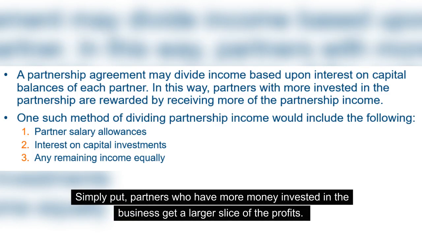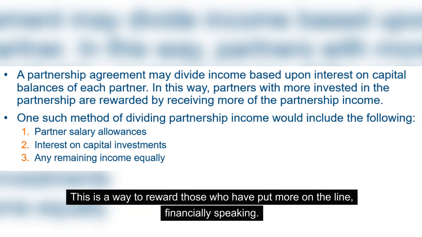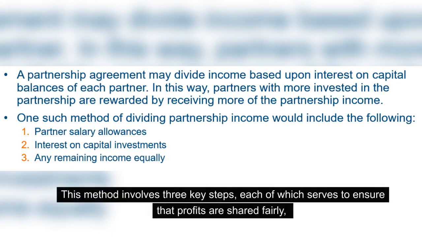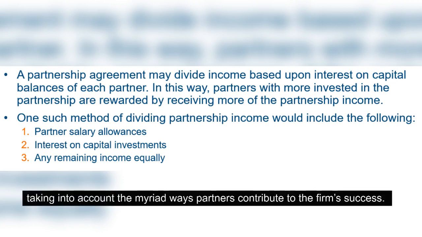Simply put, partners who have more money invested in the business get a larger slice of the profits. This is a way to reward those who have put more on the line, financially speaking. Now, let's break down one such method of dividing partnership income. This method involves 3 key steps, each of which serves to ensure that profits are shared fairly, taking into account the myriad ways partners contribute to the firm's success.